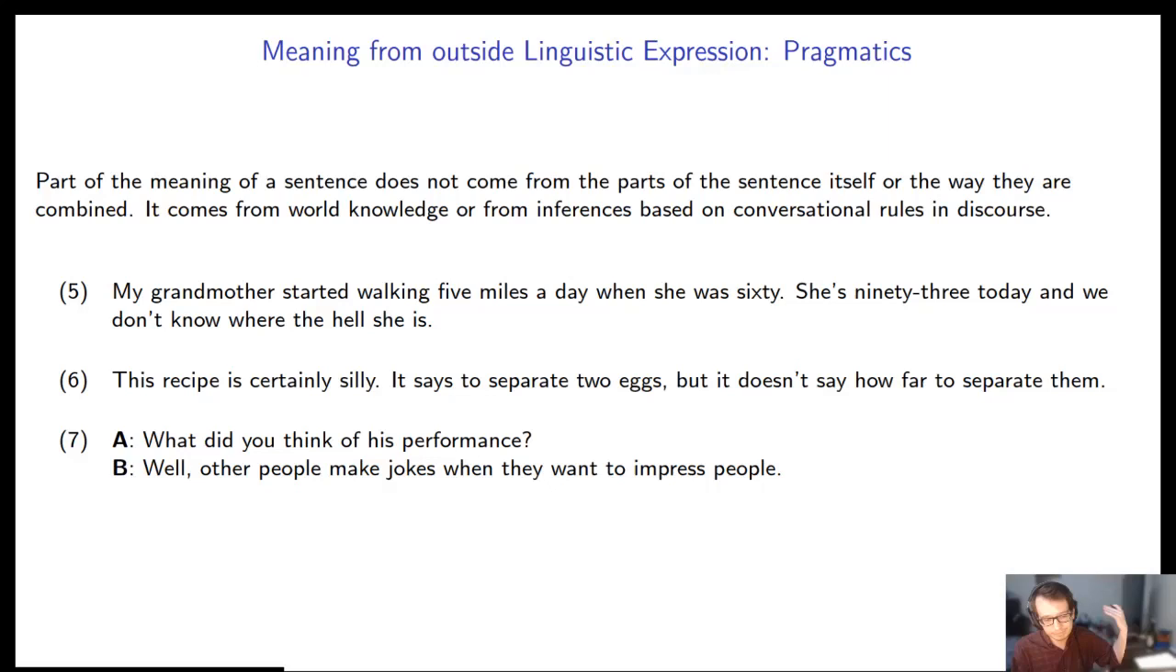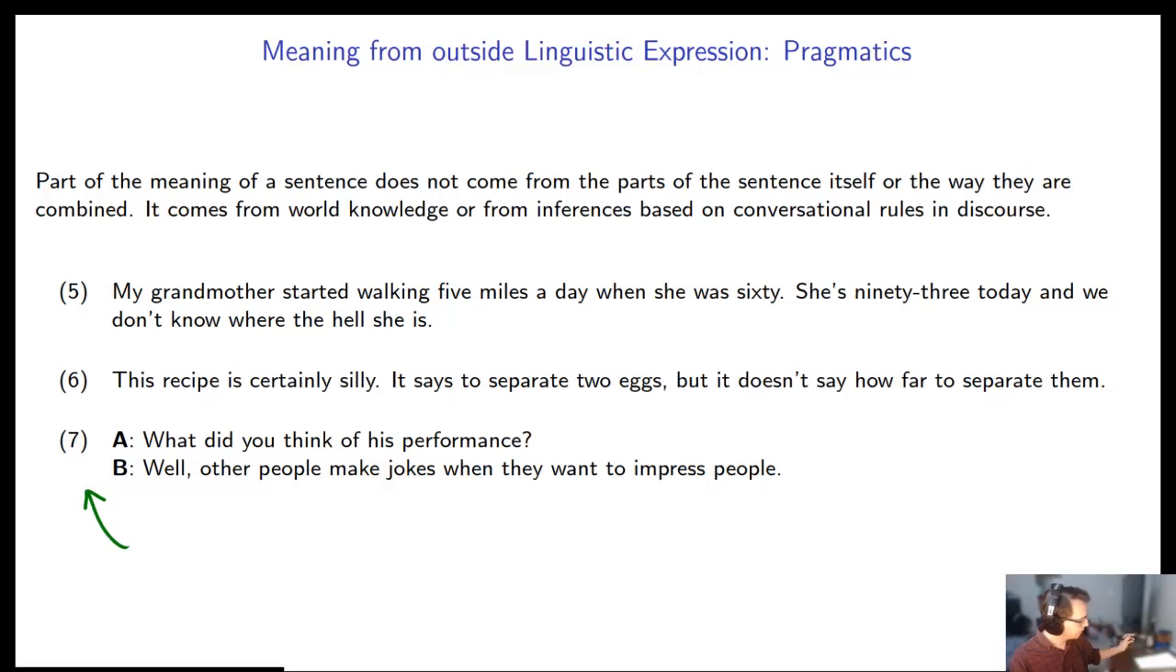6, this recipe certainly is silly. It says to separate 2 eggs, but it doesn't say how far to separate them. Yeah. In the real world, we know when we say separate 2 eggs, that means to crack them. But with literal language, separating 2 eggs physically makes sense. So semantics would be like, oh yeah, separating 2 eggs, that could happen. That's literal language. But pragmatics, real world knowledge tells us, oh, that's kind of weird. That's funny. So 2 examples of jokes.